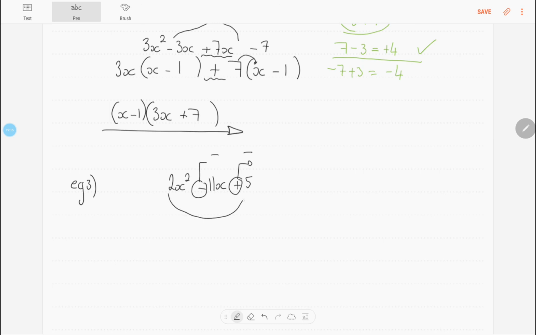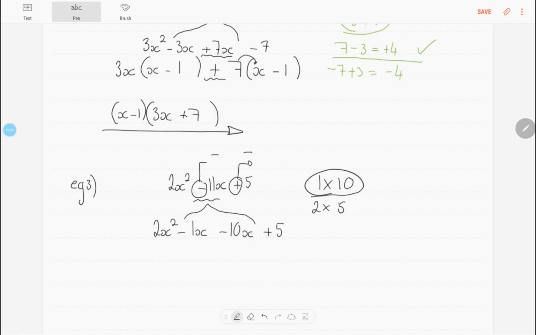I go 2 times 5. That gives me 10. So I look at my factors of 10. 2 times 5. So they both need to be a minus and they need to get me to minus 11. So in this case, I'm going to be using 1 and 10. So I've got 2x squared minus 1x minus 10x plus 5. Remember that ended up being that.